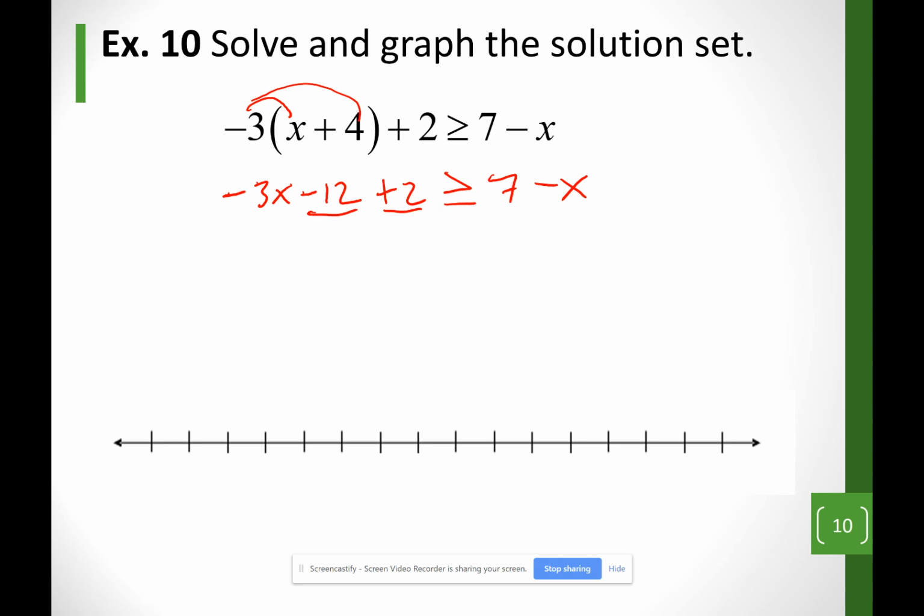So when it comes to x, I have negative 3x, then minus 10 is greater or equal to 7 minus x. I said in this case for inequalities, I highly recommend to have the x on the left side. So my negative x, I'm going to move it as a plus x. My negative 10, I'm going to move it as a plus 10. So I have that negative 2x is greater or equal to 17.